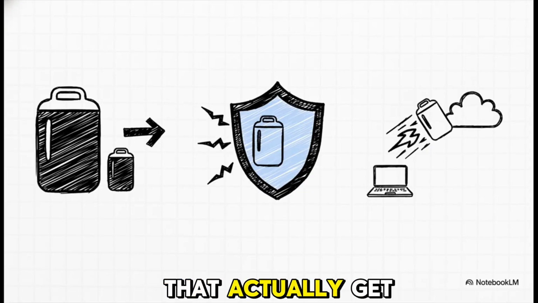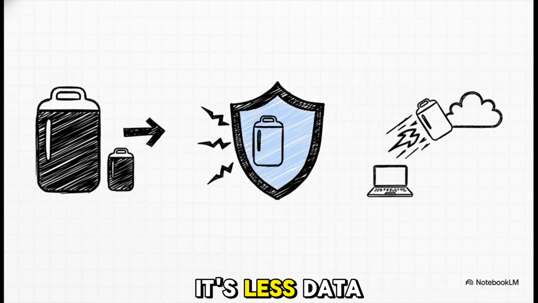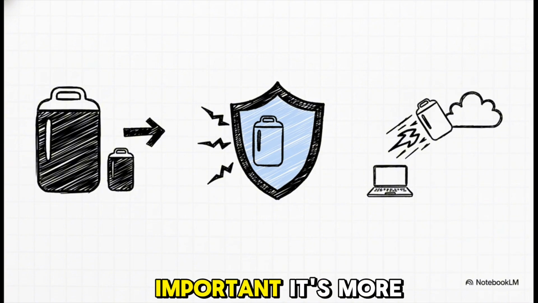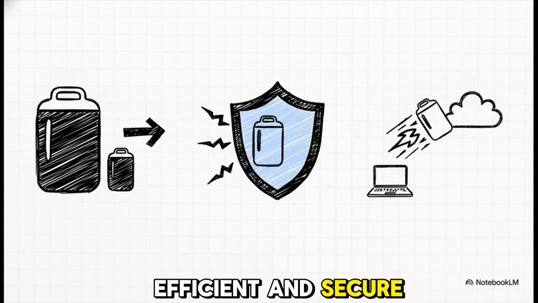So what does that actually get you? Well, a smaller image deploys way faster. It's less data to push around. And just as important, it's more secure. Why? Because you've stripped out all those extra tools that an attacker could potentially use if they manage to break in. And that is the whole point of building for the cloud, making things lean, efficient, and secure.